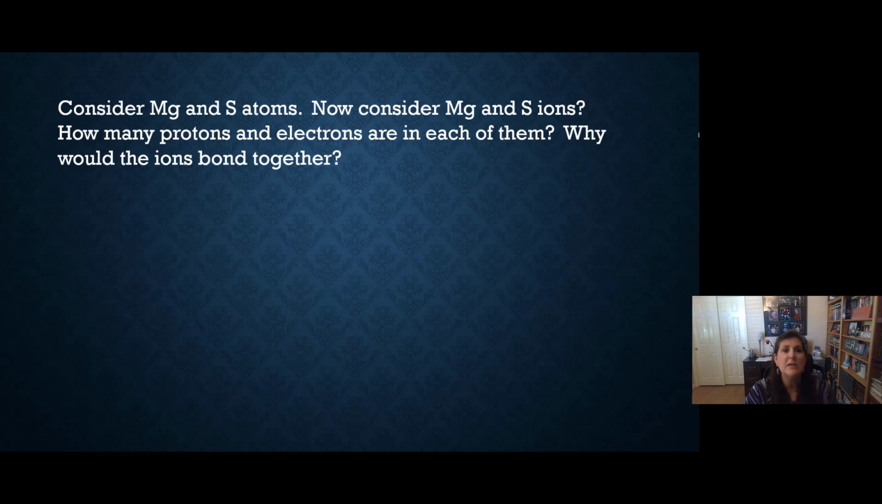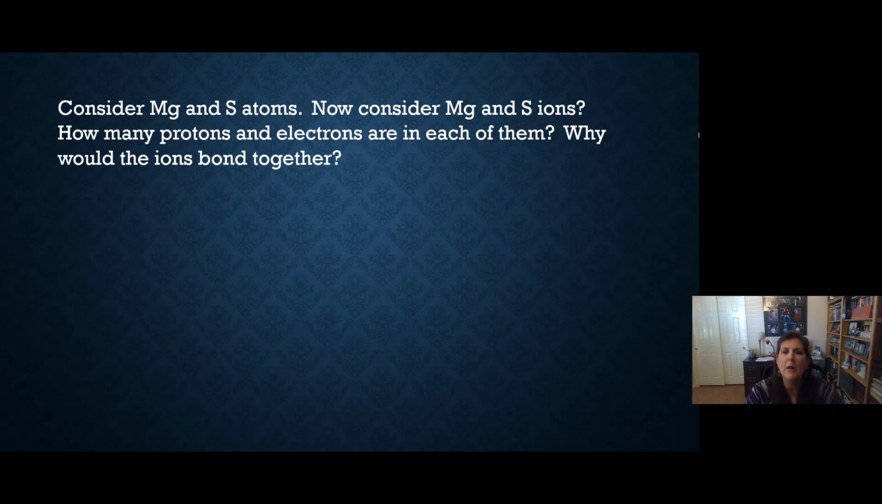Now let's consider Mg and S atoms. Mg is in the second column, 2A, so it wants to lose 2 electrons and become Mg+2 as an ion. Now sulfur is in the 6A column under oxygen. It wants to gain those 2 electrons and become an S-2 ion. So this is a perfect pairing.